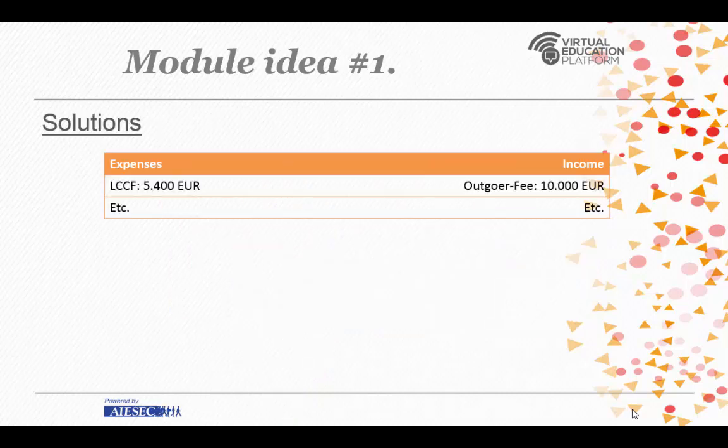After you've made sure that every team has hit send, you can present the actual numbers to the LC. Tell them, for example, by outgoing fees we earned 10,000 euros. For LCCF we paid 5,400 euros. These are just two examples. The actual numbers for your LC will vary, and they should vary, but this is just to give you an idea of how you can present the numbers.